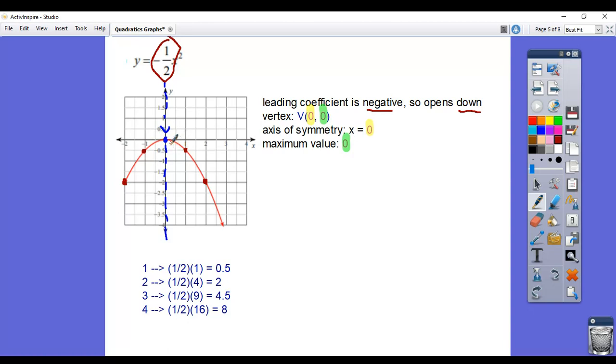All right? So if a is 1/2, instead of going right 1, down 1, we're going to go right 1, down half that much. See, 0.5. Instead of going right 2, down 4, we're going to take half of 4, which is 2. The next one would go, instead of right 3, down 9, we take half of 9, which is 4.5. And you get the idea.